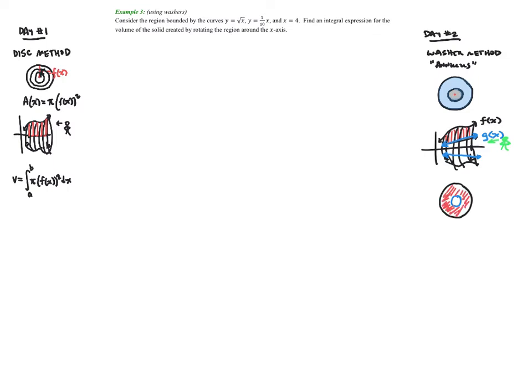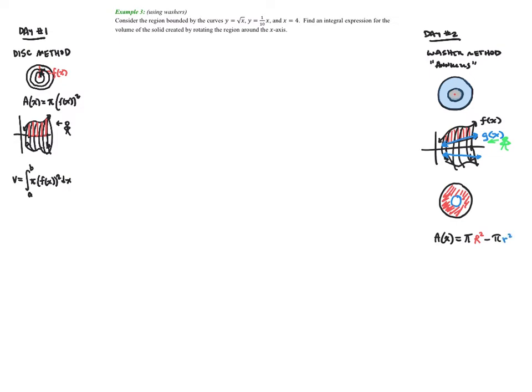So how is it that we'd find the area, right, of this function, the area function, if you will? Well, A of x would equal pi, what we call big R squared, minus pi little r squared.